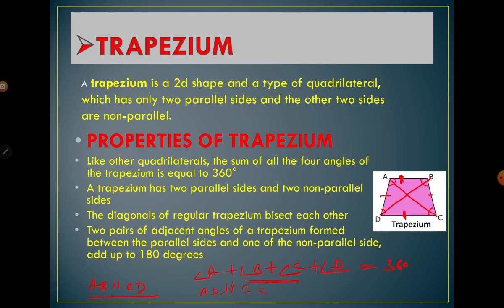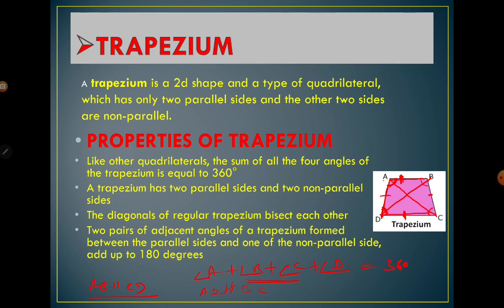Two pairs of adjacent angles of the trapezium formed between the parallel sides and one of the non-parallel sides add up to 180 degrees. Two pairs of adjacent angles, this angle A plus angle D, between the two parallel sides and one non-parallel side, is 180 degrees.